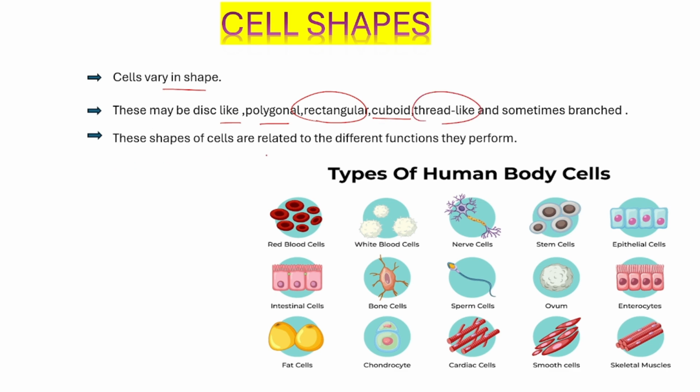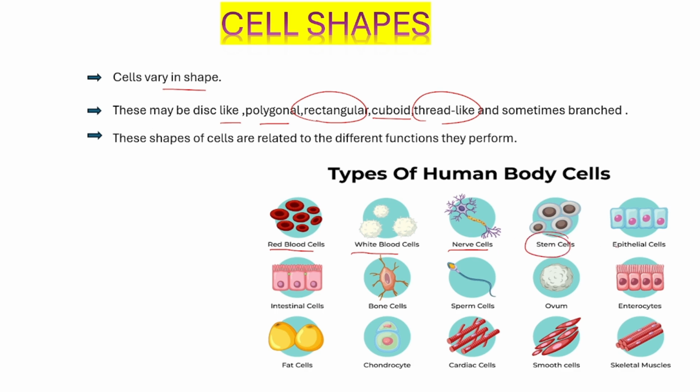These shapes of cells are related to the different functions they perform. Every cell has different functions, so their shapes are related to their functions. Here you can see RBCs are biconcave. White blood cells are amoeboid. Nerve cells are long thread-like structures.